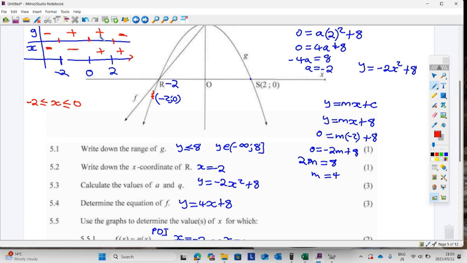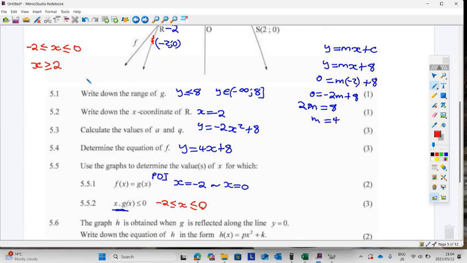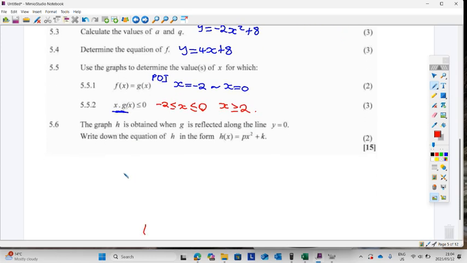And then here the signs are the same. So the area we want is this one from 2 going to positive infinity because the signs are different here. So x is greater than or equal to 2. That is the solution for this one. So the solution is saying when x is between -2 and 0, and then where x is greater than or equal to 2. That is your solution there.